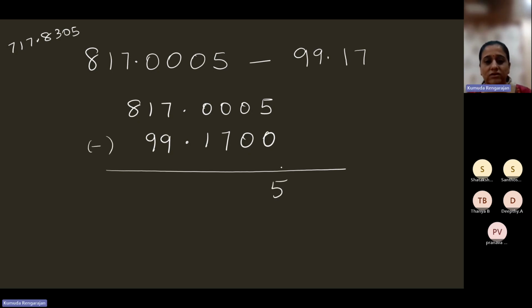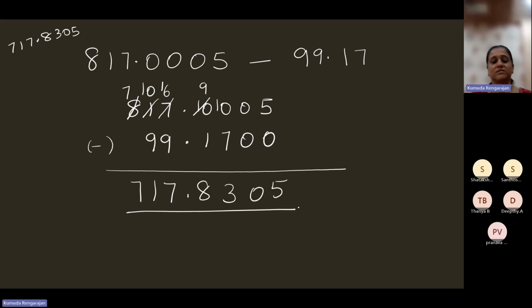5 minus 0, 5, 0, 0, 0. Borrow 6. This becomes 10, 9, 10, 3. 9 minus 1, 8. 6 and 9 not possible, so borrow 0, 16. 16 minus 9, 7. Again borrow 7, 10. 10 minus 9, 1 and 7. Yes. 717.8305. Yes, ma'am, correct. All right.